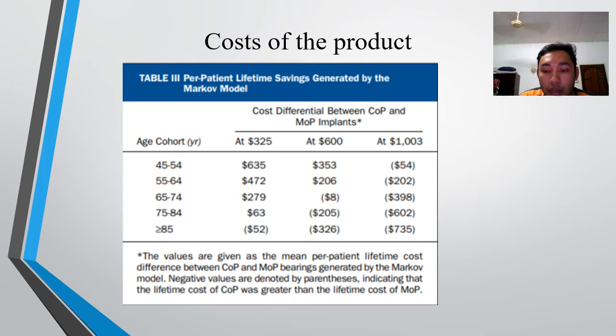For the product cost, we can see from the table that the cost of ceramic or alumina is much cheaper compared to the titanium material for the acetabular cup.